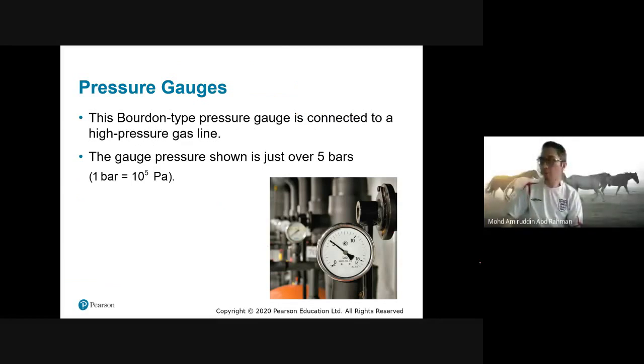So we have this Bourdon type pressure gauge. It's connected to a high pressure gas line. The gauge pressure shown is just over 5 bar. So this is how you count the gauge pressure, as I mentioned about the car tire. So we have 5 bar as the gauge pressure.